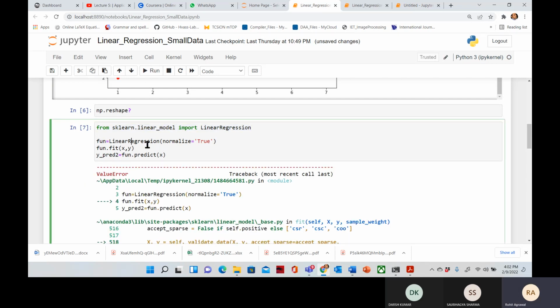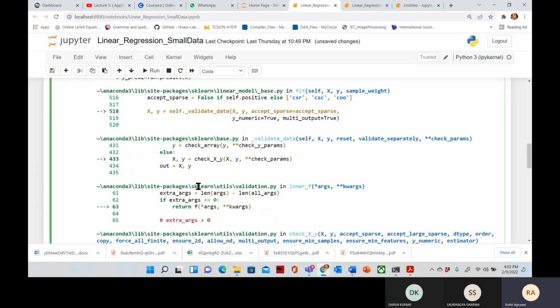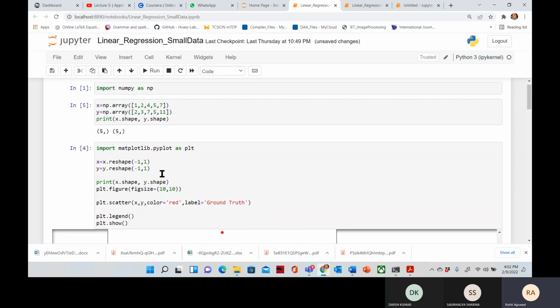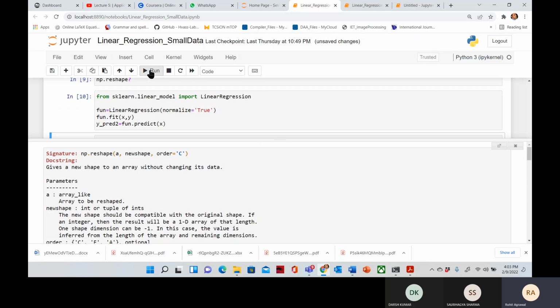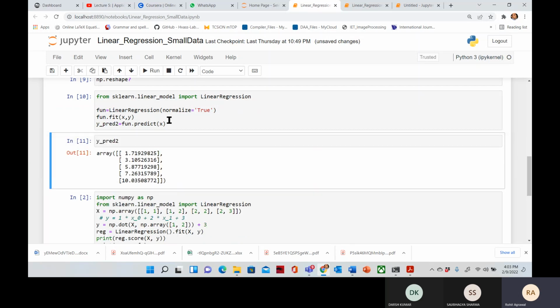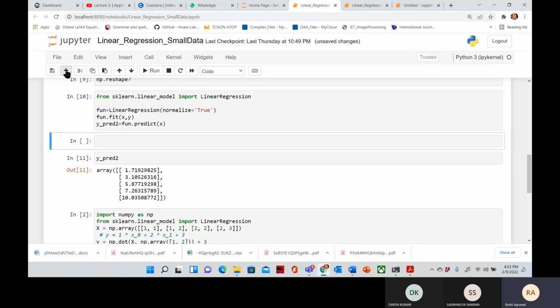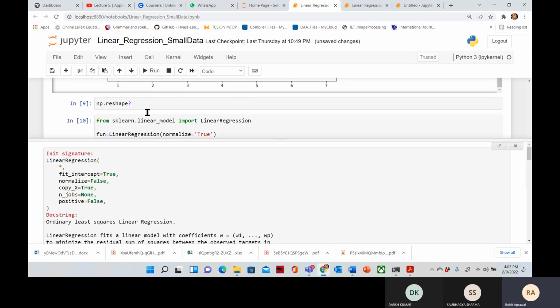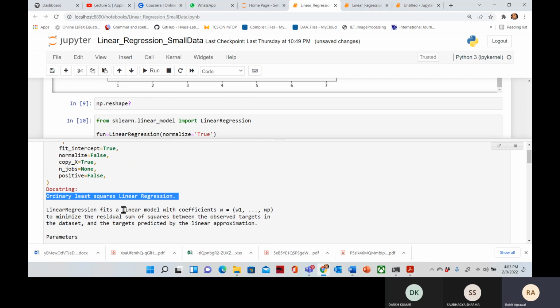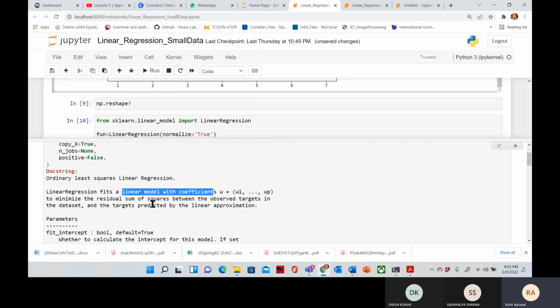Where is the error? I need to run this once again. Just a minute. Now it will run fine, because I needed to do the reshape. So we are using LinearRegression. What will it do? Ordinary least squares linear regression. It fits a linear model to minimize the residual sum of squares, which is what we see on the internet.